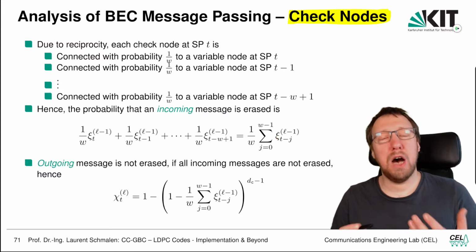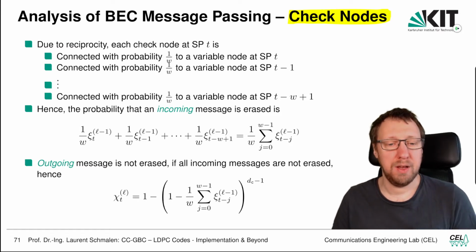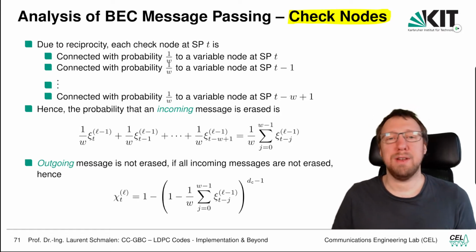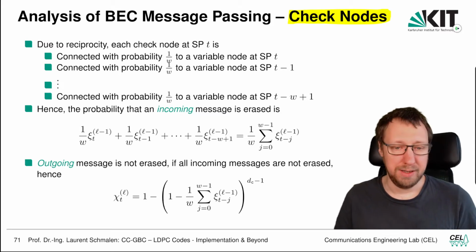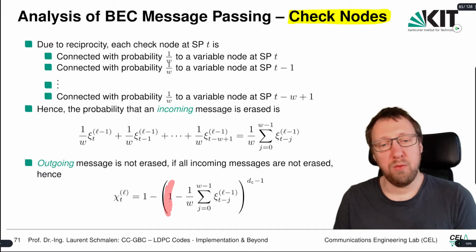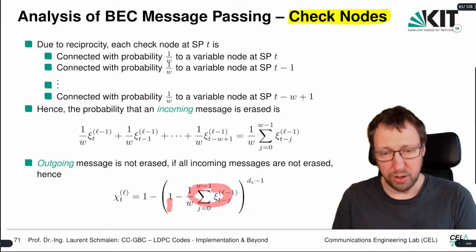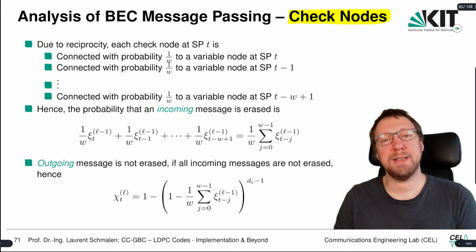Now we know that the outgoing message is not erased if all the incoming messages are not erased. The outgoing message is erased with probability 1 minus the probability that it is not erased. All the incoming messages are not erased with probability 1 minus the average, to the power d_c minus 1, and then we have another 1 minus in front of it.